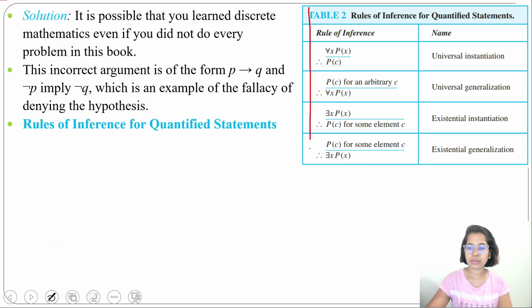These are the four rules of inference for the universal and existential quantifier: universal instantiation, universal generalization, existential instantiation, existential generalization. We'll apply these in examples.